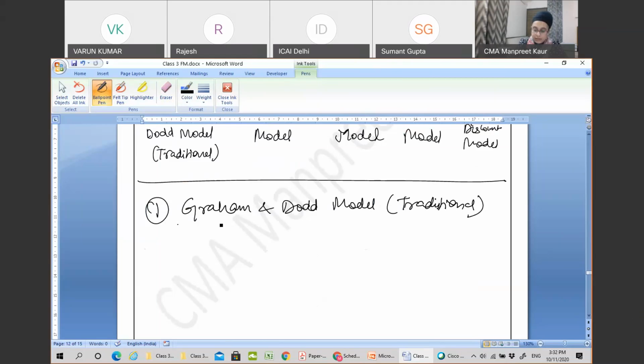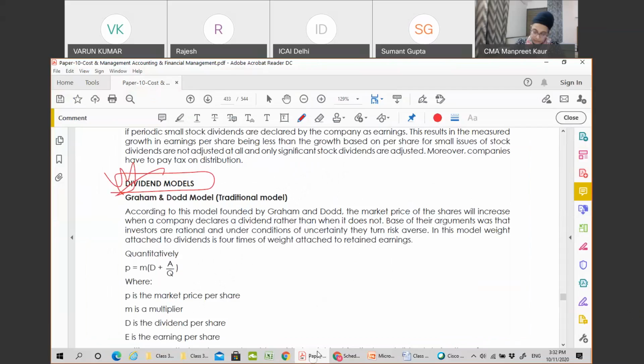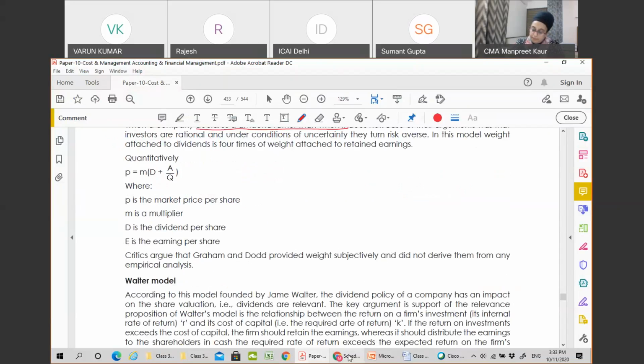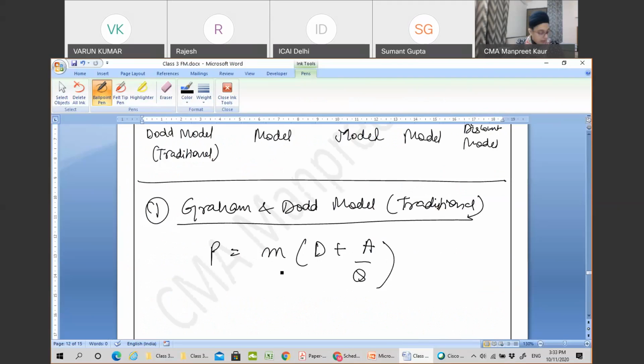The formula is P is equal to M (D plus E) upon... It was founded by Graham and Dodd. Market price of the share will increase when the company declares the dividend rather than when it does not. It is a traditional model. Quantitatively, we can say P is equal to M (D plus E).